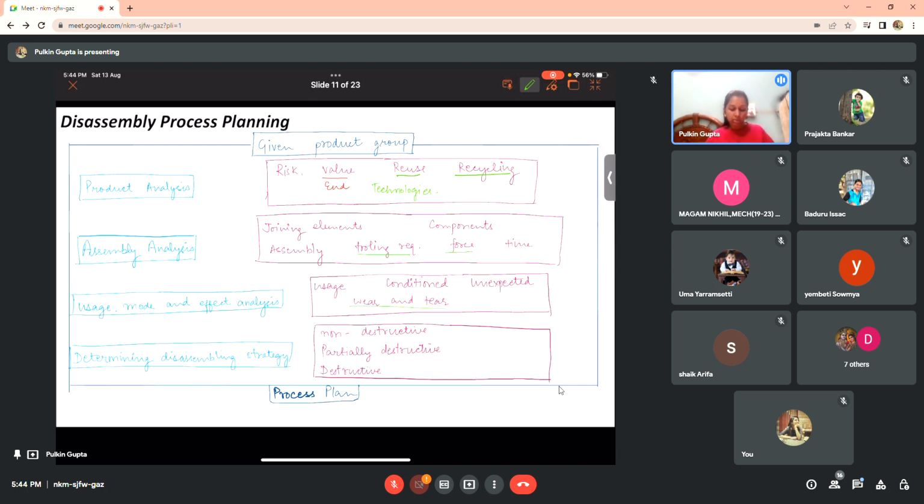Then comes determining the disassembling strategy, which is the final part. It can be non-destructive, partially destructive, or destructive disassembling. Destructive is very quick, but you get the damaged parts out of it. Whereas non-destructive takes a lot of time, but you get the product as it is.